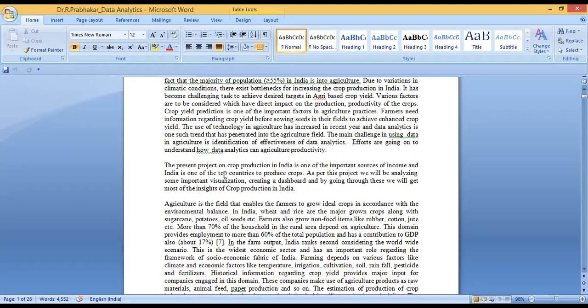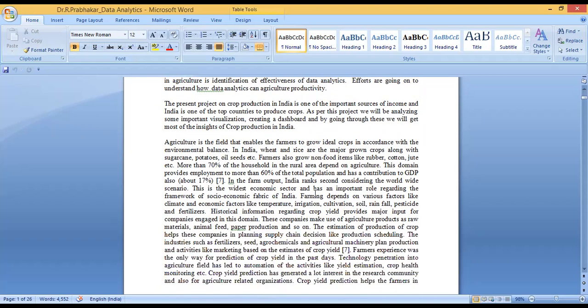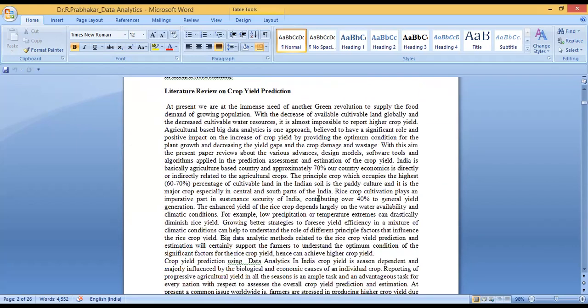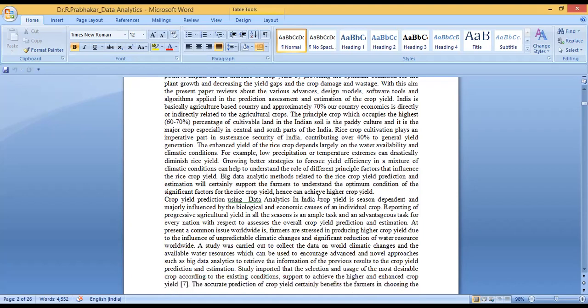Further, the present project on crop production in India: crop production is one of the important sources of income, and India is one of the top countries to produce crops. As per this project, we will be analyzing some important visualizations and creating dashboards, and by going through these, we will get most of the insights into crop production in India. So this is the small introduction, and also observe the literature review.